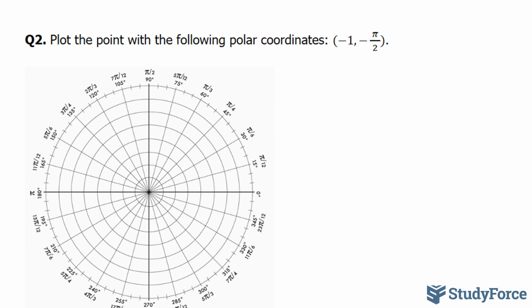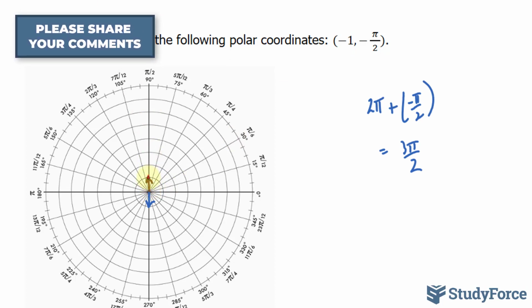This time we're asked to plot the point with the following coordinates of -1 and -pi/2. -pi/2 means that rather than going counterclockwise, we go clockwise. And we can take 2 pi and add it to -pi/2. This will give us 3 pi/2. So this is our angle, and the magnitude of our radius is 1. So it's going in this direction, but given that it's negative, it's going to shoot the other way. So our actual point is right here in red.